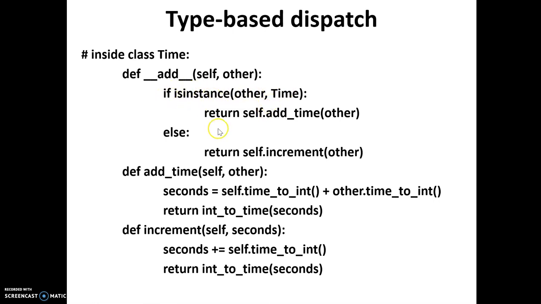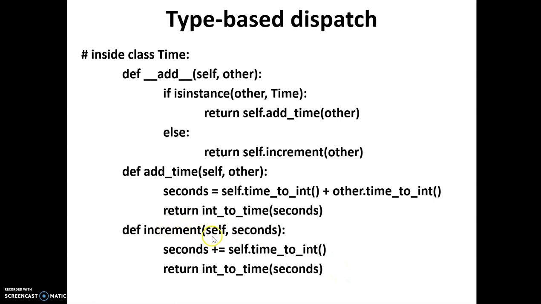In case of true, you simply call the function, return self.add_time, which has been defined below, passing other as a parameter. That means it remains the same as how you want to perform the addition on two Time objects. In case of a false result, that is, if other is not an object of the class Time but a numeric value, it executes the else part, which is return self.increment. That means this part is executed if the second operand is not an object of a class, but a numeric value.